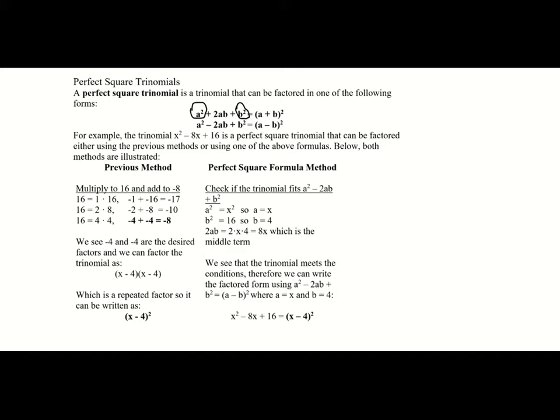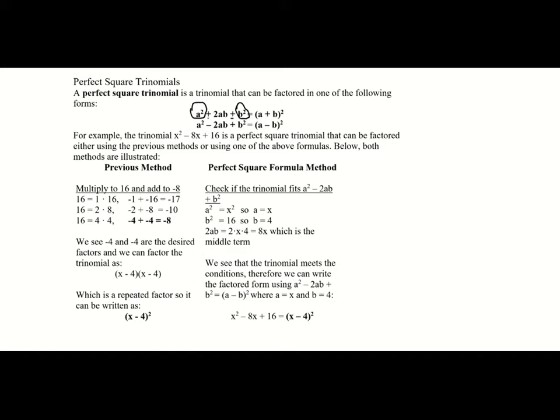One thing you do have to watch is your signs. If you have two plus signs, then when you factor your perfect square trinomial, it will be the quantity a plus b, squared. And if you have a minus and then a plus, it's going to factor into the quantity a minus b, squared. And a and b would just be the square roots of your first and your last terms.